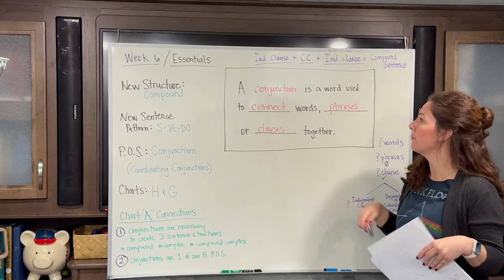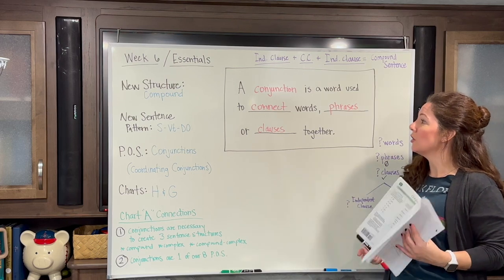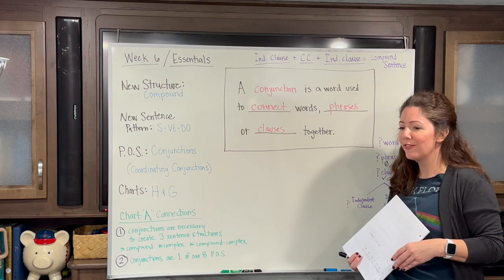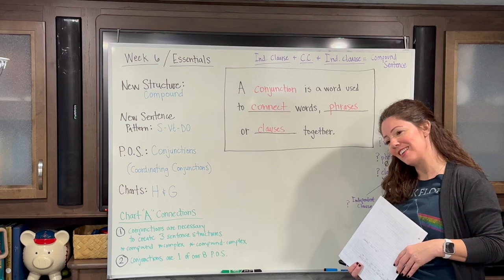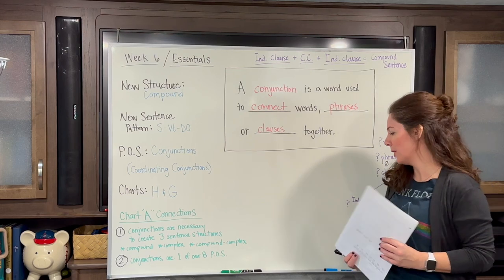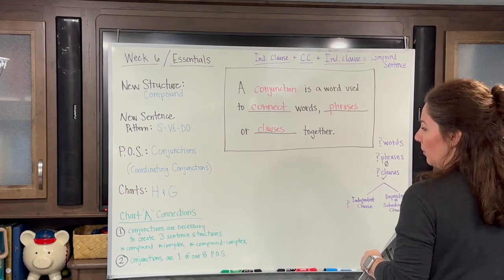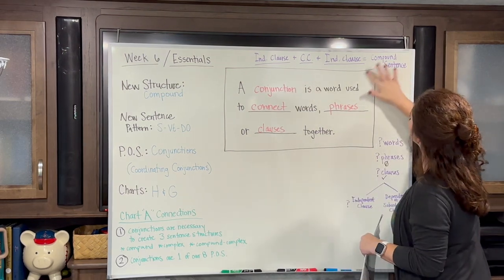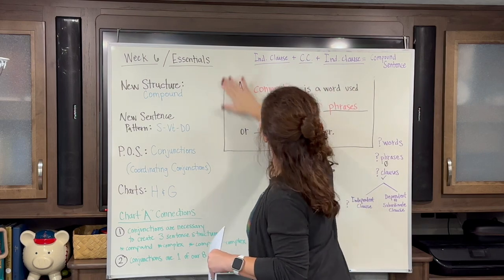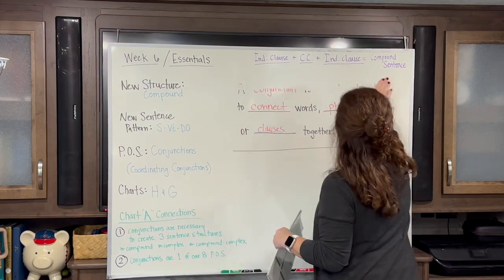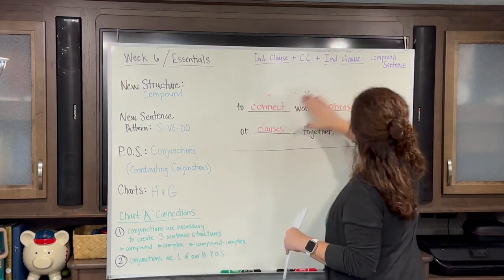Okay, do it with me one time. A conjunction is a word used to connect words, phrases, or clauses together. You can do it with me there. Okay. I don't know where my little swiper went. That's okay. We'll just use our hand.